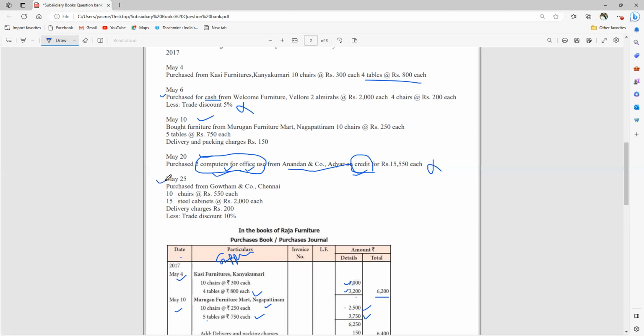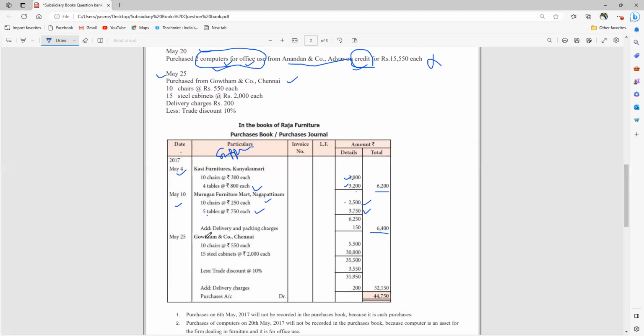Next, May 25th, purchase from Gautam and Company, Chennai. 10 chairs at rupees 550 each, 15 steel cabinets at 2000 each, delivery charges rupees 200, less trade discount 10%. This is again a similar kind of transaction on May 25th. From whom did we buy? Gautam and Company, Chennai. Okay, next, what did we buy? 10 chairs at rupees 550 each. That means 10 into 550 is equal to 5500 rupees.